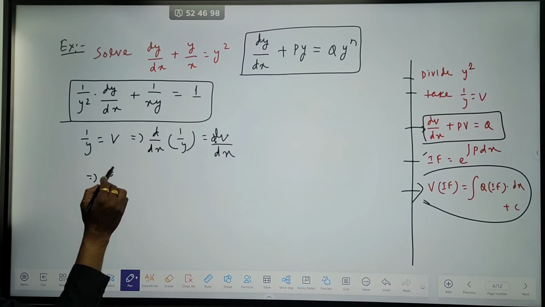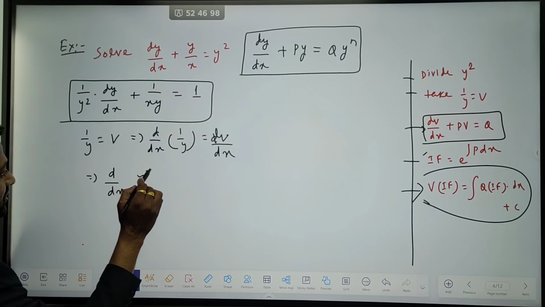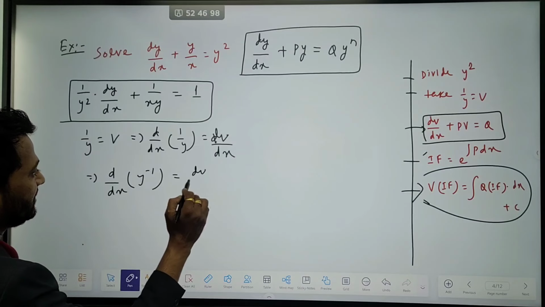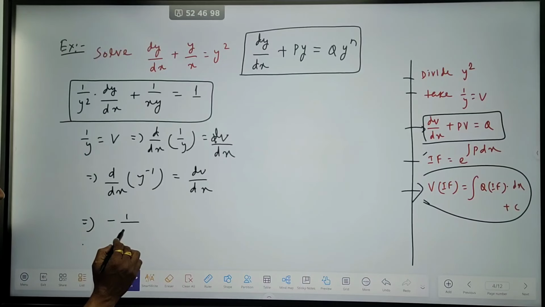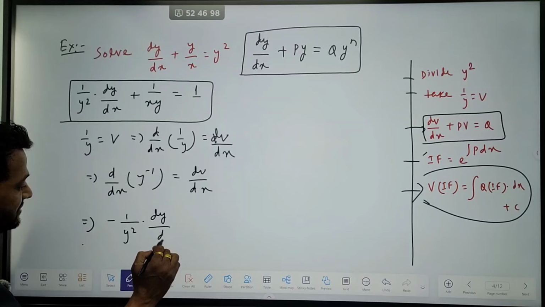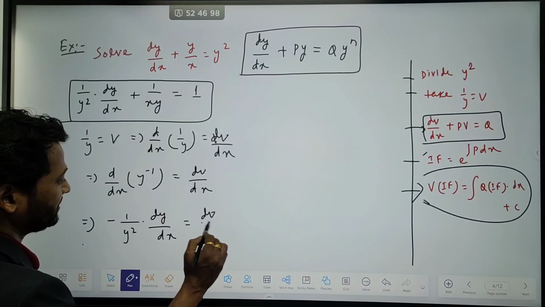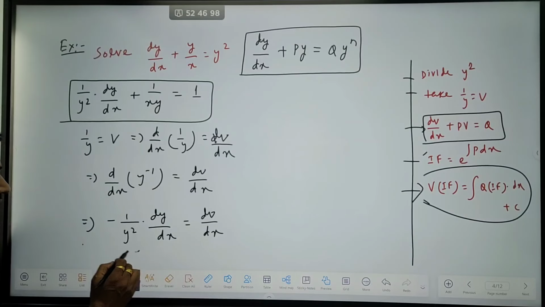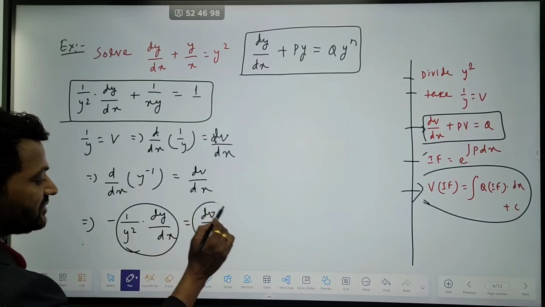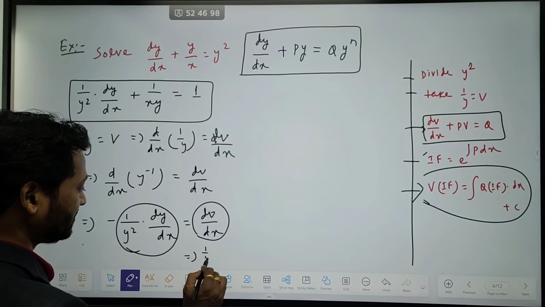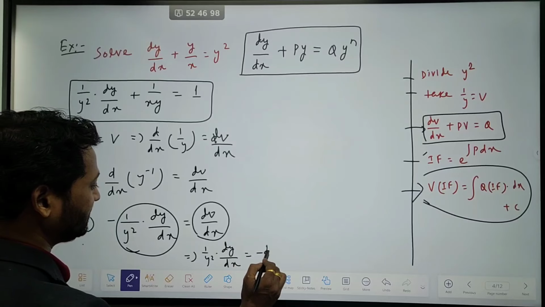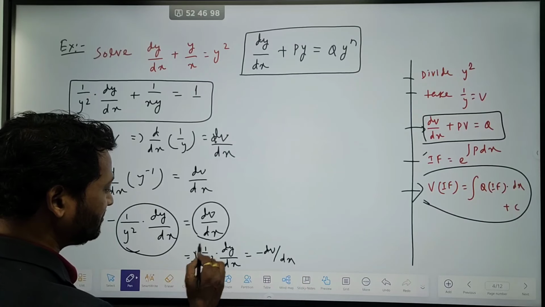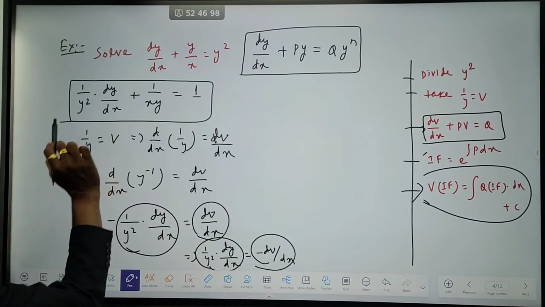okay, so here d by dx of y to the power minus 1, that is dv by dx. So if we differentiate this one, we will get minus 1 by y square into dy by dx is equal to dv by dx. So now you multiply minus on LHS and RHS. So your answer will be 1 by y square dy by dx is equal to minus dv by dx. Now you put this value in this equation.